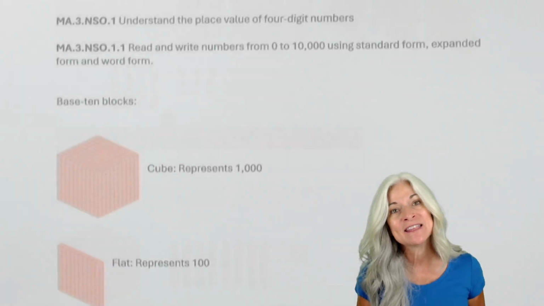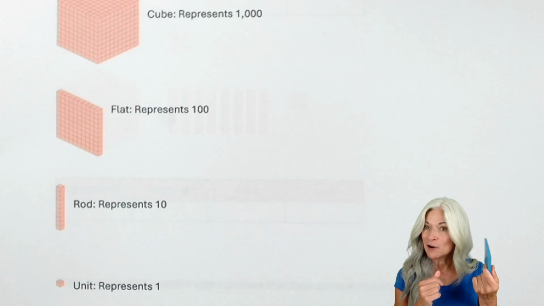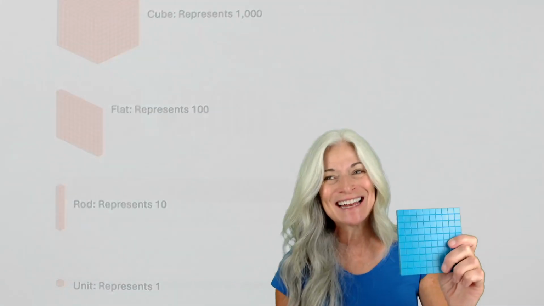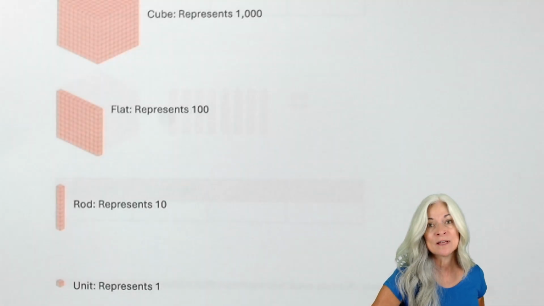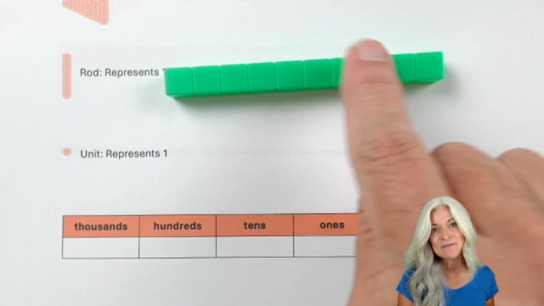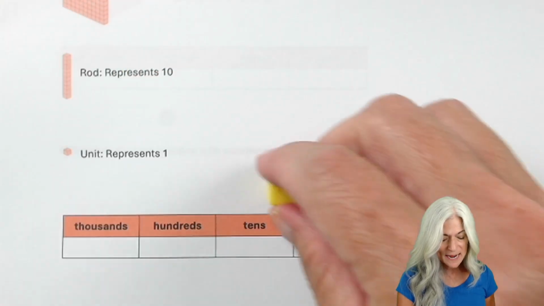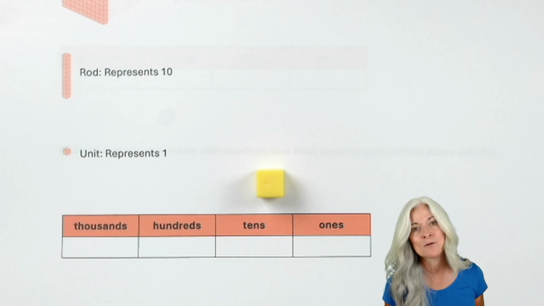Next we have the flats, and the flats represent 100. They are flat, so we call them a flat. Also talk with students: this is 100 of the little unit cubes all put together. We can see that array, 10 by 10, here for the flats. Next, we have the rods. A rod represents 10. It's 10 of those little unit cubes, and they could actually count them. And then finally, we have the unit cubes. The unit cubes, of course, represent 1.